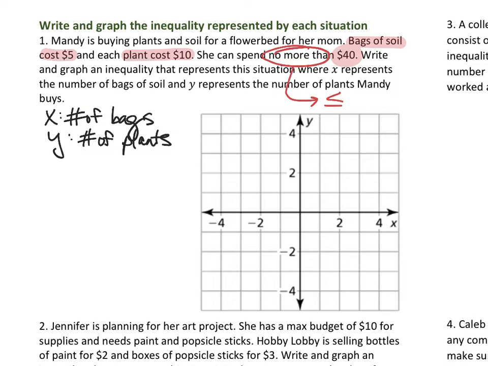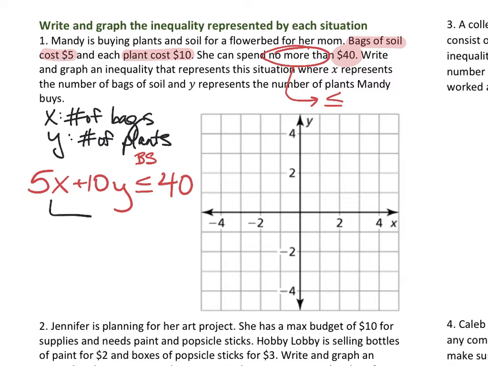Great, so we can write this equation just like we practiced. We give $5 to every bag of soil and $10 for every plant, and she wants to spend no more than $40. One thing I want you to immediately remember is that with the less than or equal to sign, we're going to be graphing this with a solid line and shading below the graph. But we cannot graph this right away. We need to solve for y.